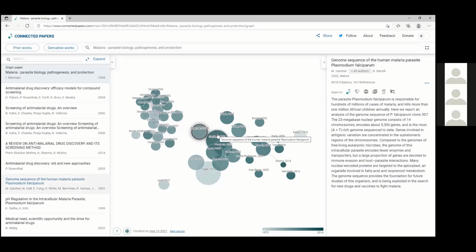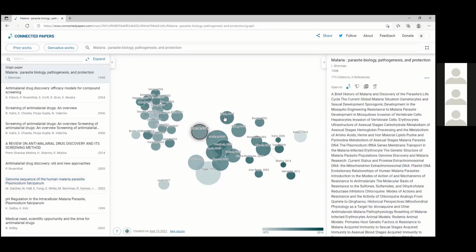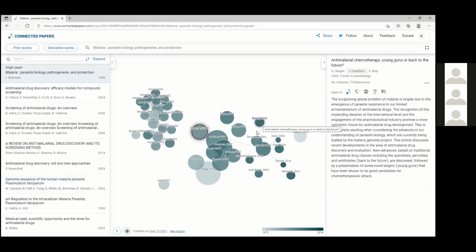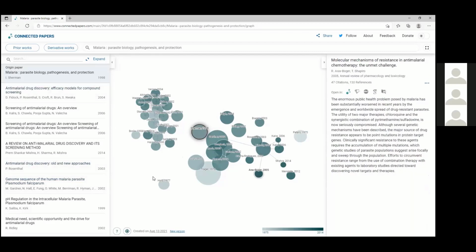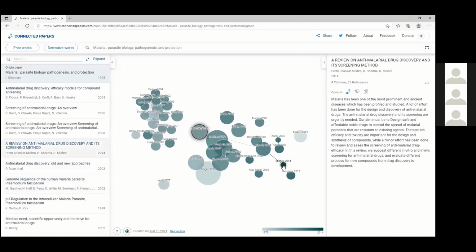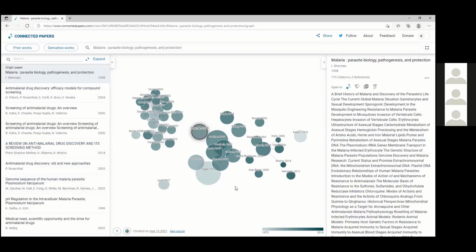4,018. So the size of the balloon is indicative of the total number of citations. How many people, or how many times, people have used that work? Yeah. This one is 546. This one is 96. Let's see a very small bubble. This is just 4 citations. Wow. Yeah, that's great.